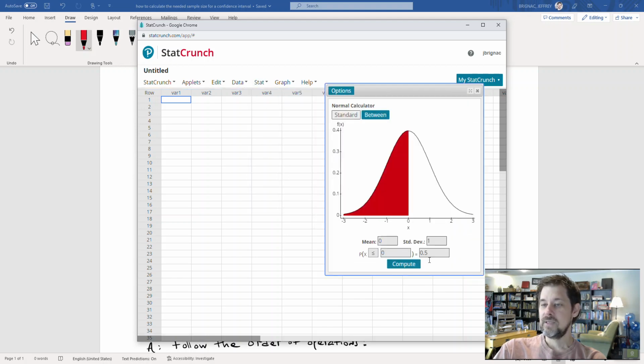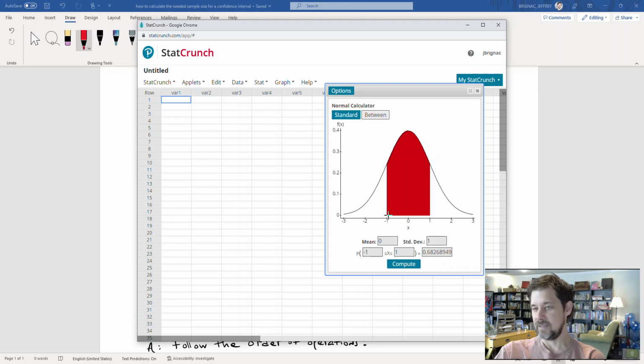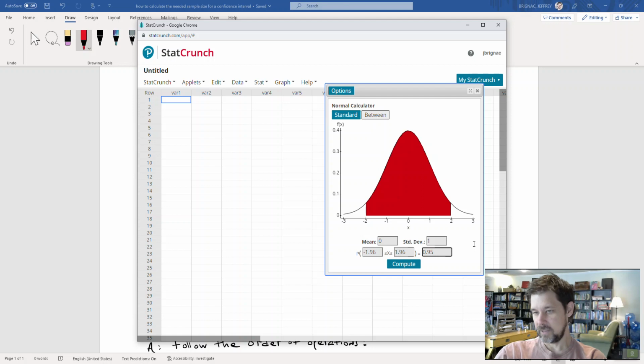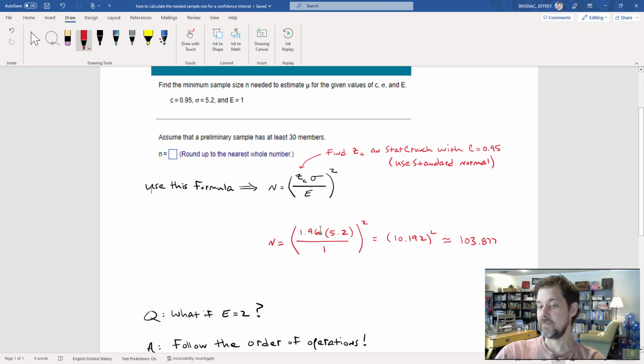I would go to calculators and normal, and I would select between, because this margin of error number is such that it contains 95% of the area between it and its negative. So I can just put right here 0.95. And that will give me the number that I need. So it's 1.96. Now remember, we find this on the standard normal. That's the normal with a mean of 0 and a standard deviation of 1. So 1.96 is my number, and that's what I have right here. That's ZC right there. That's the only number I really have to do any work for.